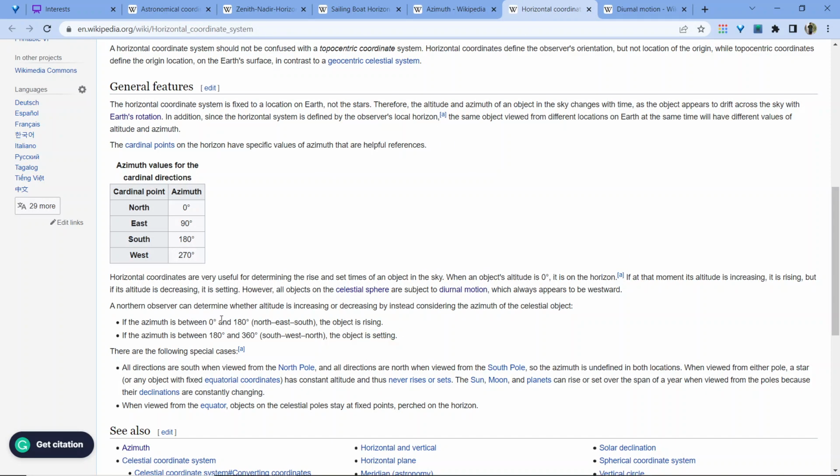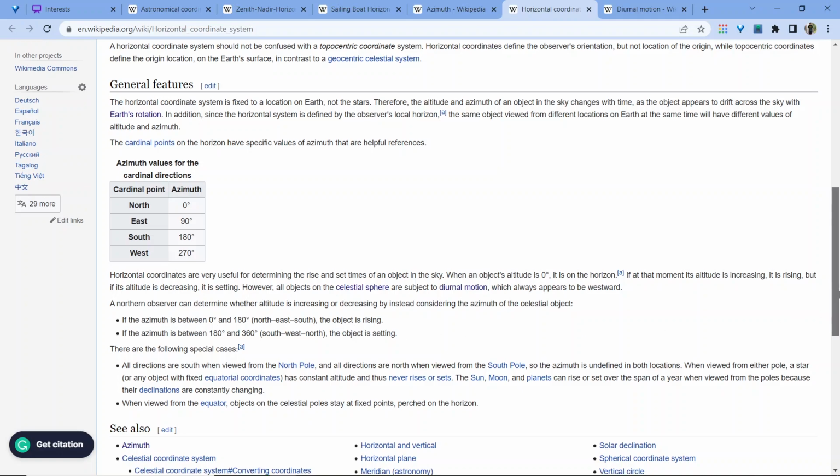A northern observer can determine whether altitude is increasing or decreasing by instead considering the azimuth of the celestial object. If the azimuth is between 0 and 180 degrees, the object is rising. If the azimuth is between 180 degrees and 360 degrees, southwest to north, the object is setting.